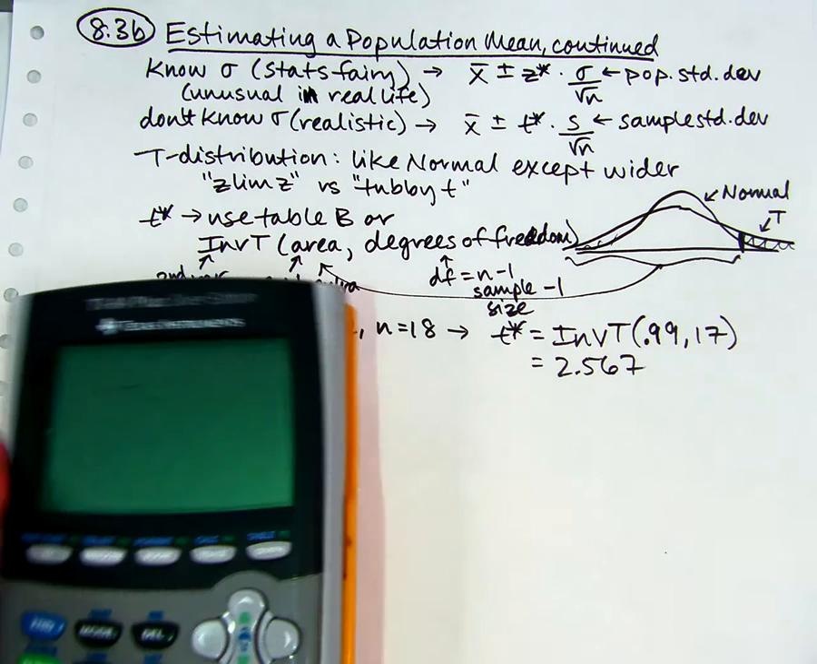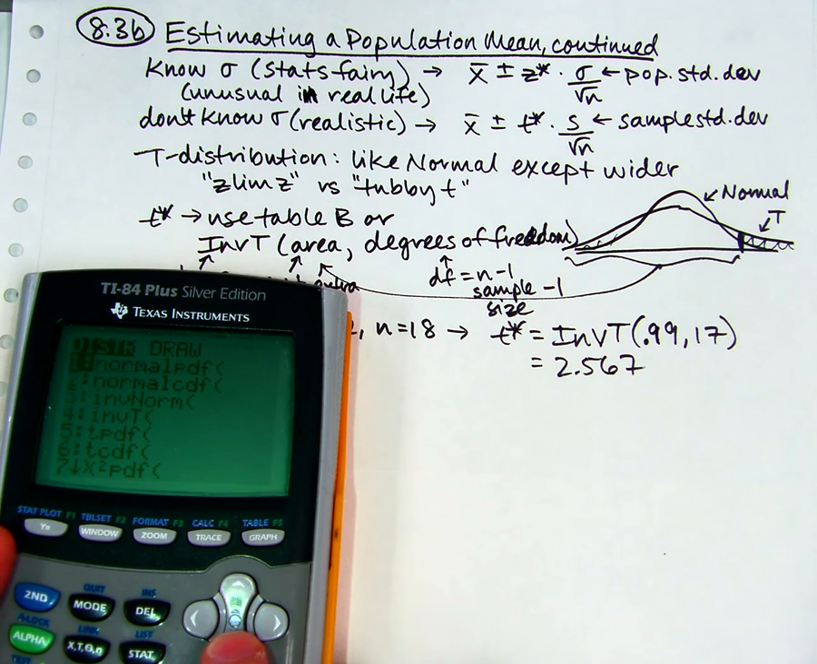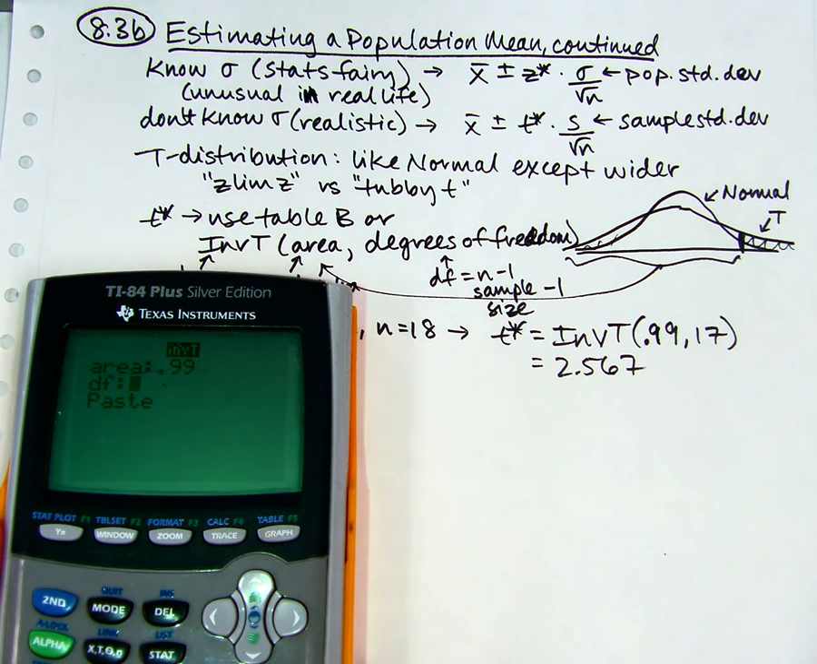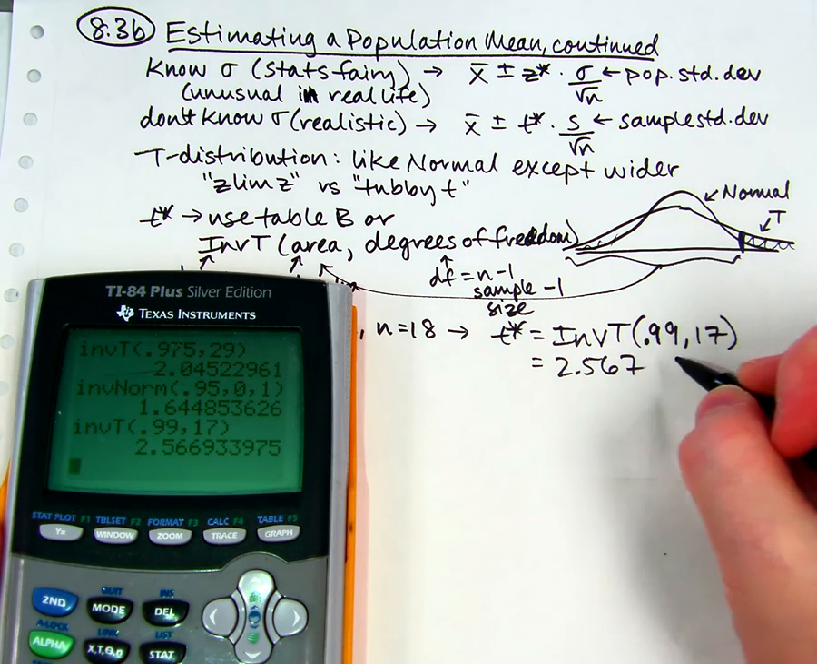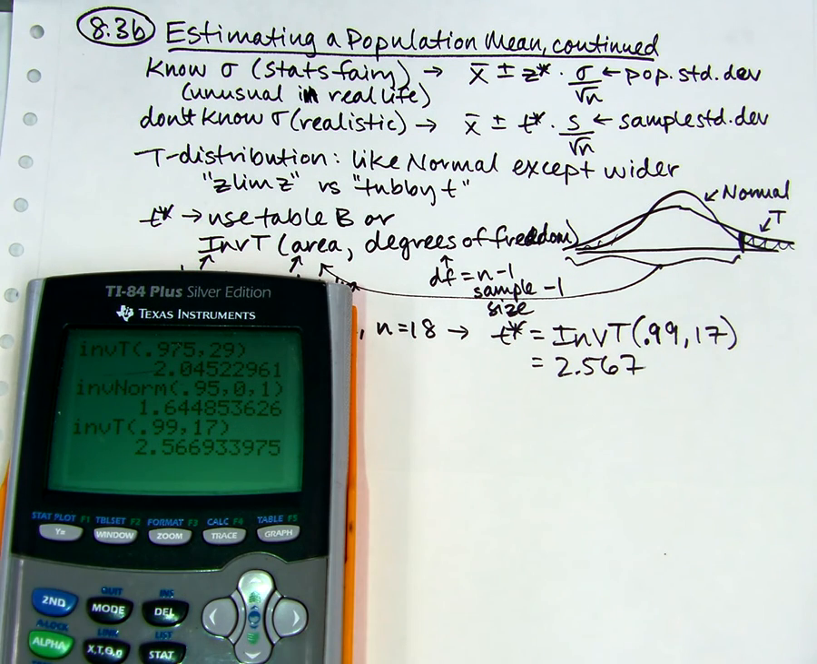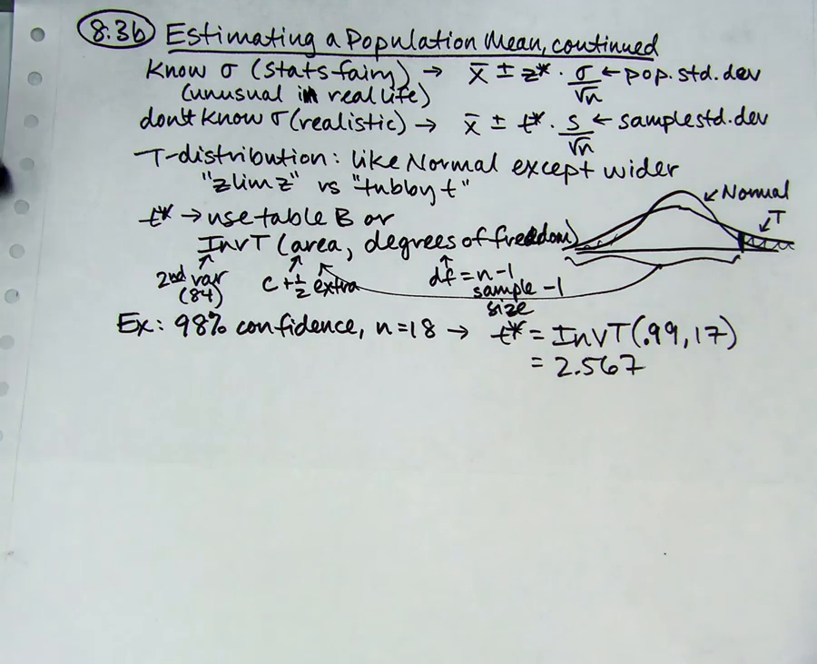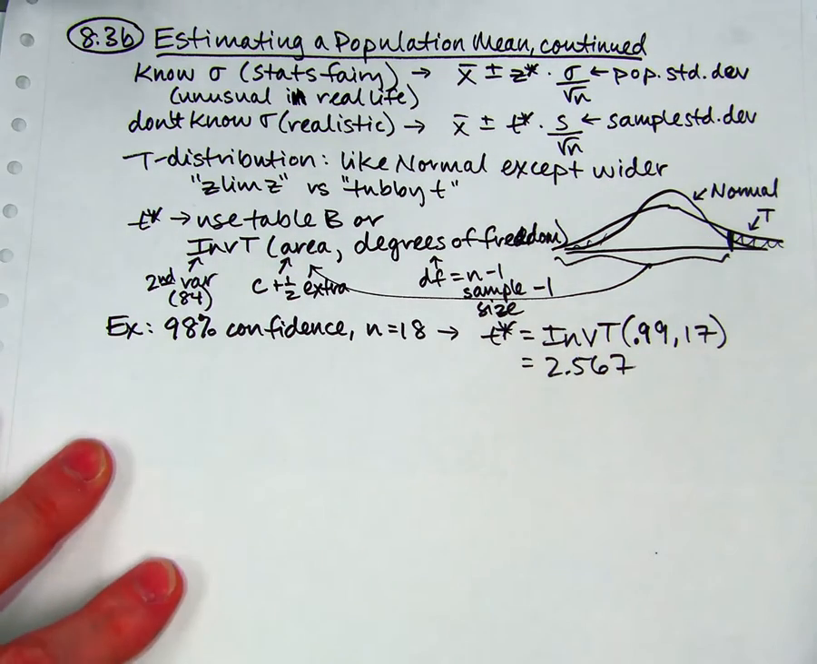And then I'm going to do it on the calculator also, just to make sure you have that example. If you're using a TI-84, you could do inverse t on the second vars menu and tell it to do 0.99 and 17. And any second now, there it is, 2.567. It's the same thing. That's wonderful. So two ways to get t star, and the third way is on the computer, which, like I said, I will show you during a Zoom class just to be sure.